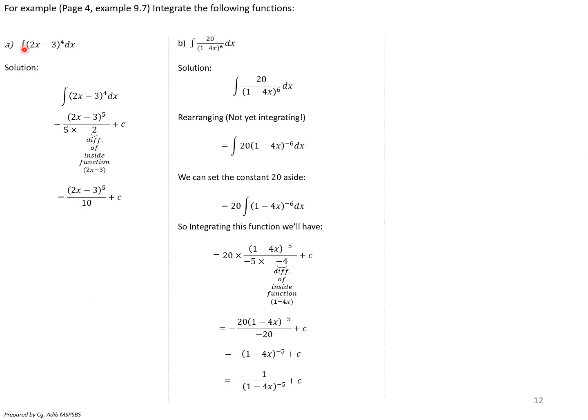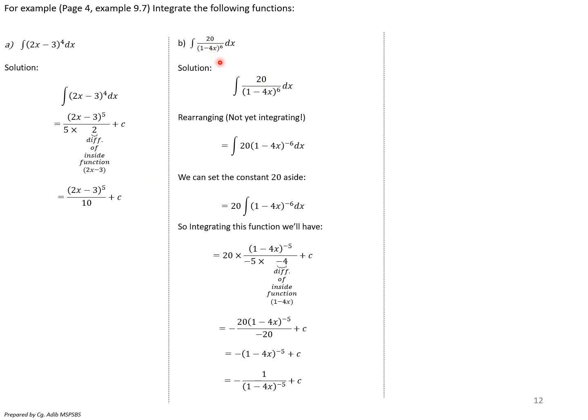If you look at this first example, (2x minus 3) to the power 4, this is a composite function. So how do we integrate it? For the power, you just plus 1, becomes 5. Then you divide it by the power plus 1, which is 5. Then you multiply by 2. Where do you get 2 from? The differentiation of the inside function, 2x minus 3, and differentiate, you get 2. Then you plus c, that's it.